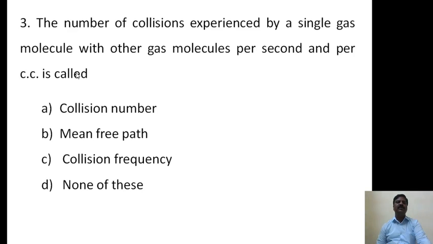Third question: the number of collisions experienced by a single gas molecule with other gas molecules per second per cubic centimeter is called: A, collision number; B, mean free path; C, collision frequency; D, none of these. Choose the correct answer. I will give you 10 seconds.